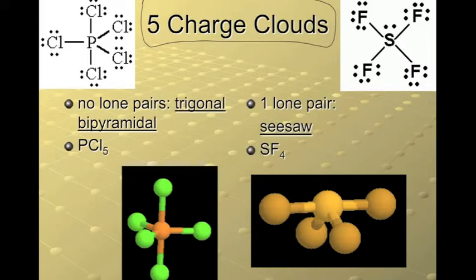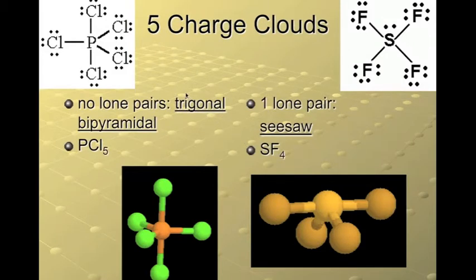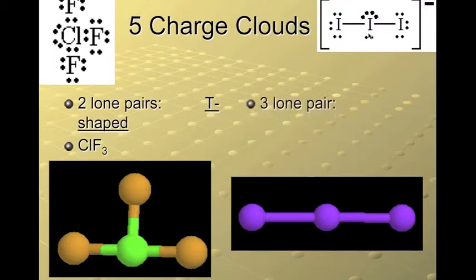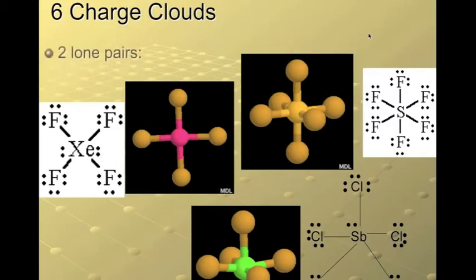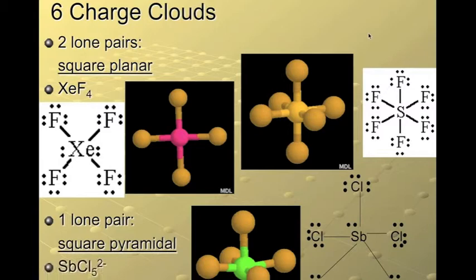But there are some elements that have 5 charged clouds, and we see that their shapes could be trigonal bipyramidal. We can see seesaw shapes. And again, it's just writing those Lewis structures, but we didn't go over those. In the 5 charged clouds, if we have 2 lone pairs, we can see that it has a T shape and then a linear shape. And then they even have 6 charged clouds, which we have those shapes for 2 lone pairs, 1 lone pair, and no lone pairs. And we can see that they can have very different shapes.